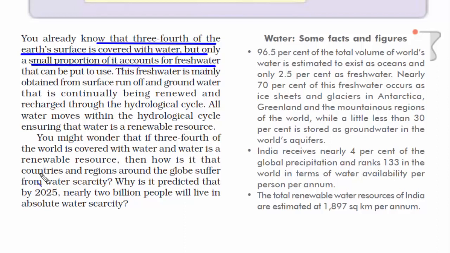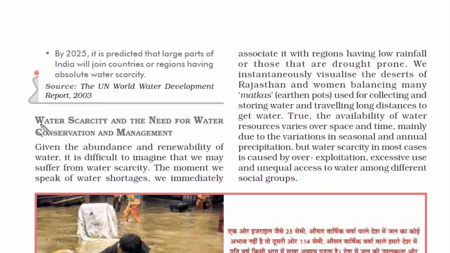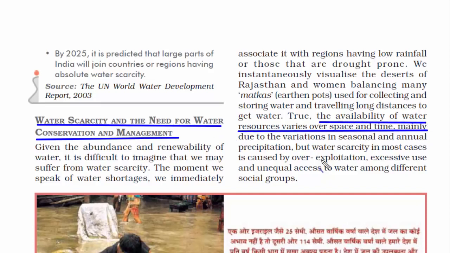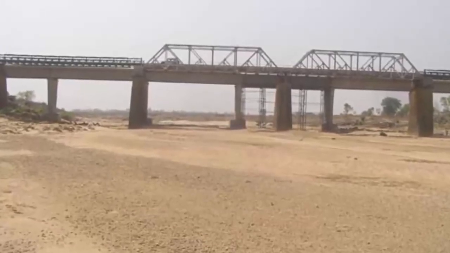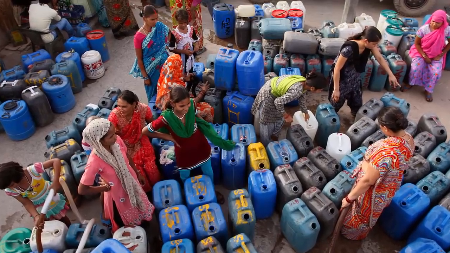And a few seconds back, I have told you that almost all human activities require only fresh water. Now, if we have a small portion of fresh water, then countries and regions around the globe will suffer from water scarcity. That brings us to the topic water scarcity and the need for water conservation and management. Now, the availability of water resources varies over space and time, mainly due to the variation in seasonal and annual precipitation. If there is not much rain, then the rivers will not have sufficient water, and it's not going to be enough for a given population.